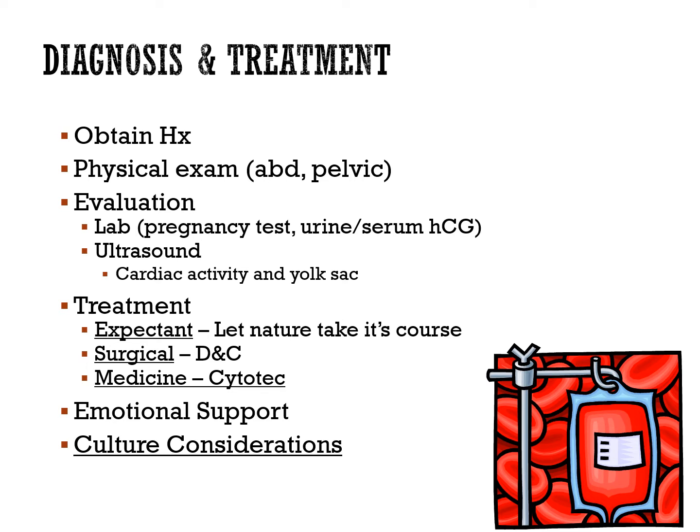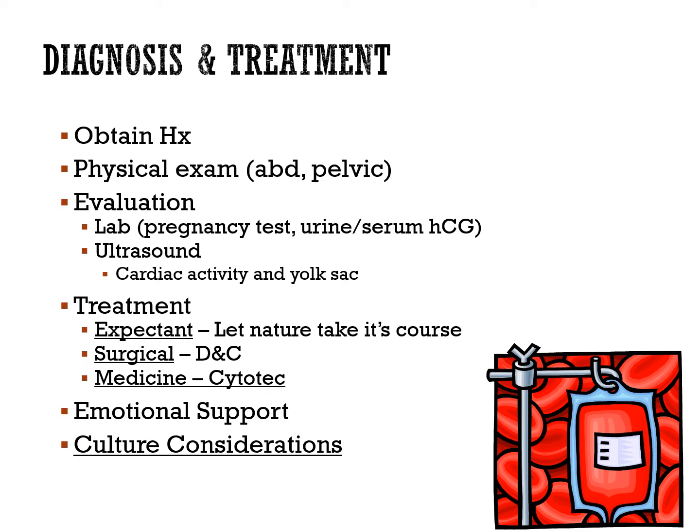You're also going to do some lab work. You're going to do a pregnancy test, urine and serum, HCG levels. HCG can be detected as early as 8 to 9 days after ovulation, because as soon as that baby starts to form, that egg and sperm go together, that HCG hormone starts to be developed in the blood. It should double every 48 hours if it's a viable pregnancy. So you want to get an early baseline so that way you can kind of follow that.